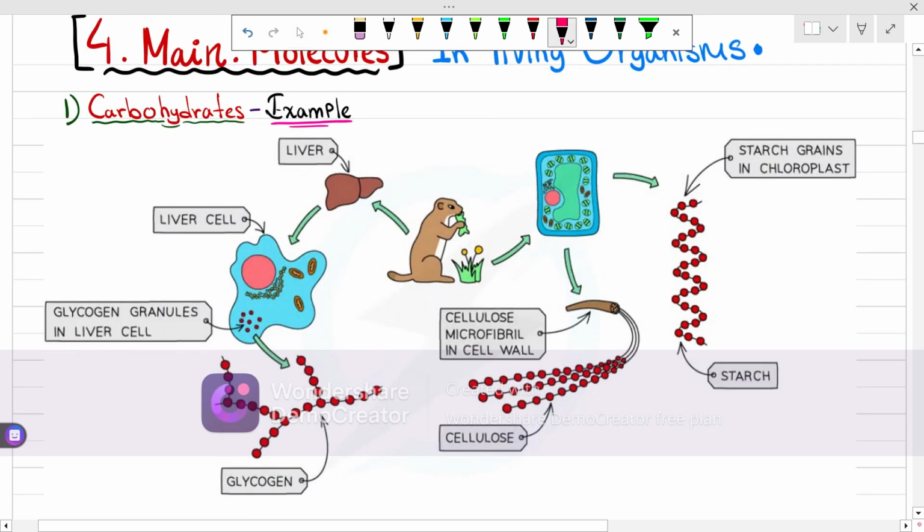This is an example of carbohydrates in organisms. For example, in liver cells, you have glycogen granules, and you have cellulose in plant cells for the cellulose cell wall.